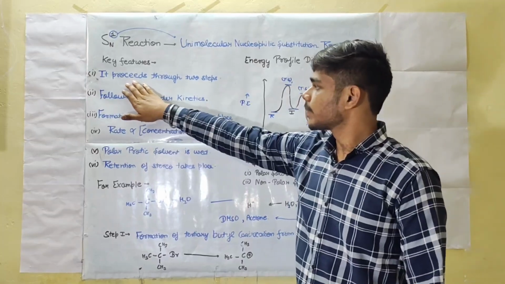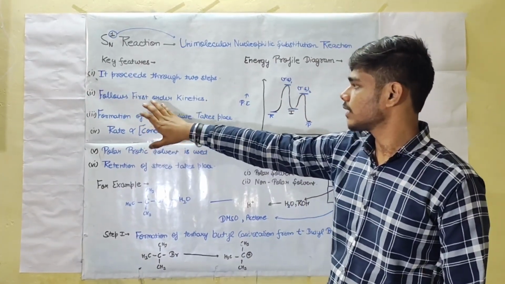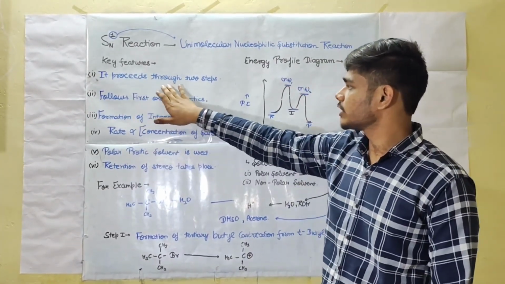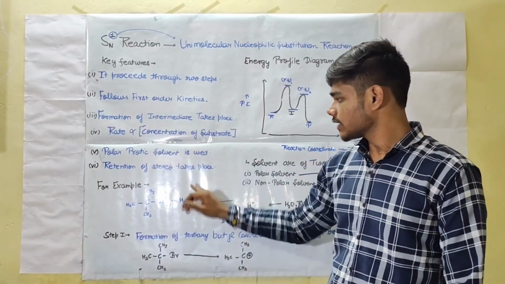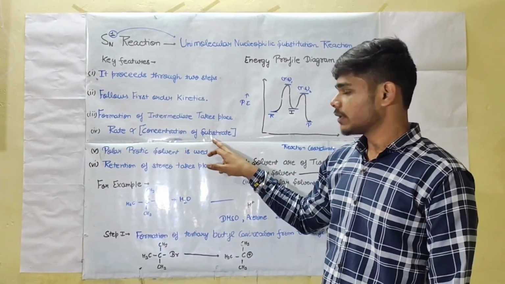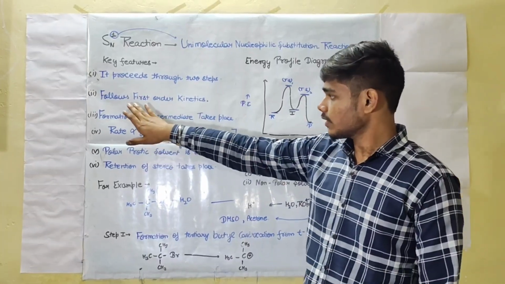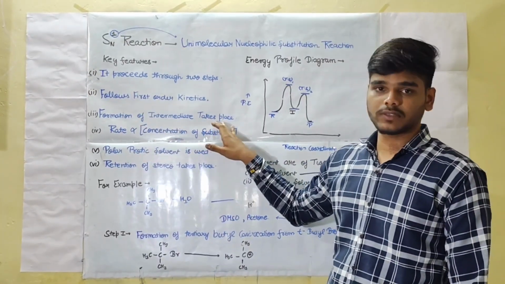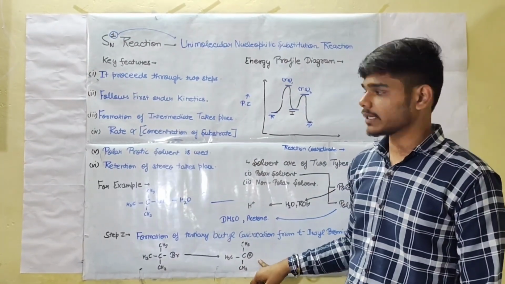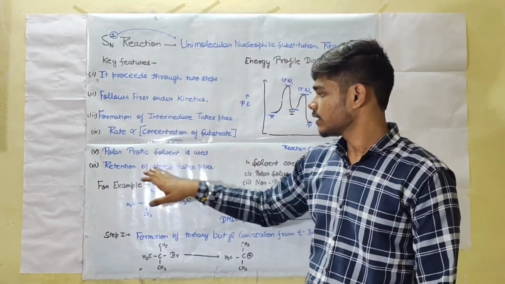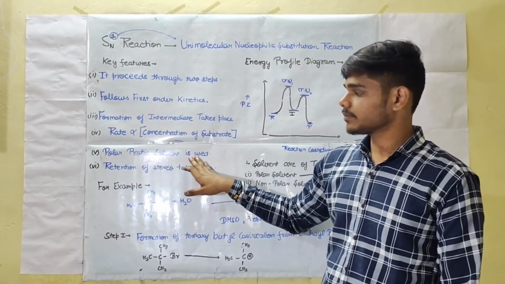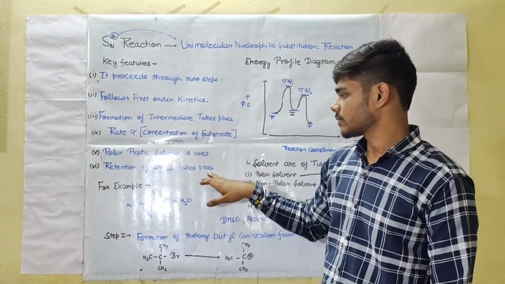So we look at the features of SN1 reaction. It proceeds through two steps, follows first order kinetics in which the concentration of substrate determines the rate. Formation of an intermediate takes place, which is a carbocation, and the rate depends upon the concentration of substrate. Polar protic solvent is used here, and retention of stereochemistry takes place.